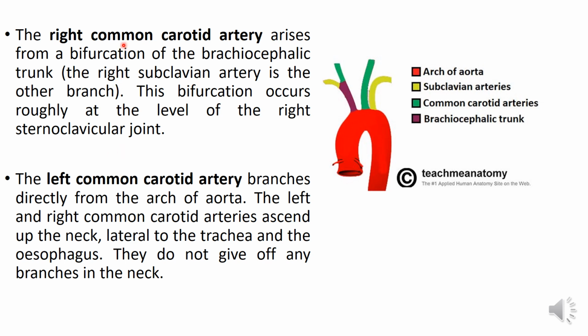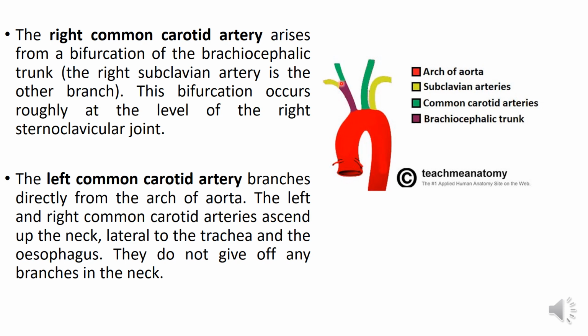About the right common carotid, it arises from the bifurcation of brachiocephalic trunk. In this picture, you can see the violet colored vessel, that is the brachiocephalic trunk, which is a branch of arch of aorta. This is the arch of aorta. Brachiocephalic trunk is the first branch of arch of aorta. It bifurcates approximately at the level of right sternoclavicular joint. At the level of sternoclavicular joint, it is split into two. The green colored vessel is the right common carotid and the yellow colored vessel is the right subclavian artery.